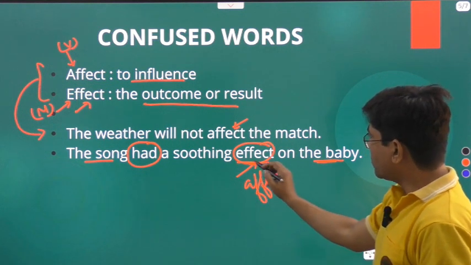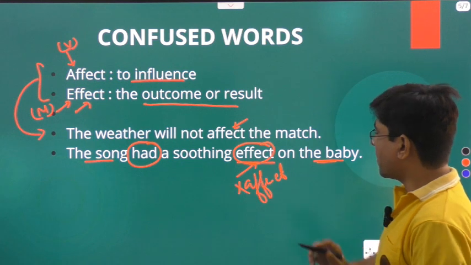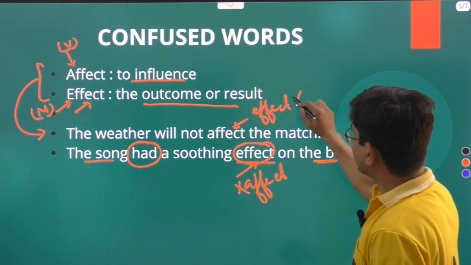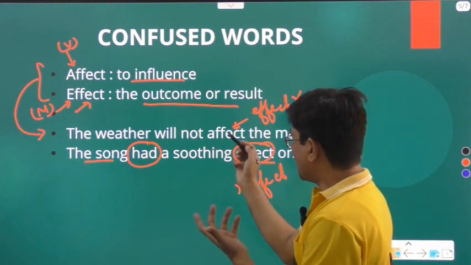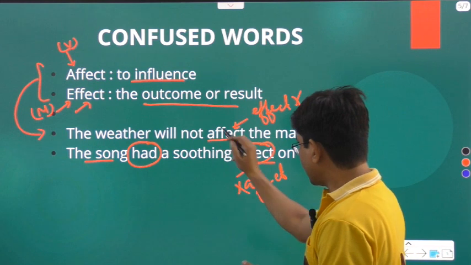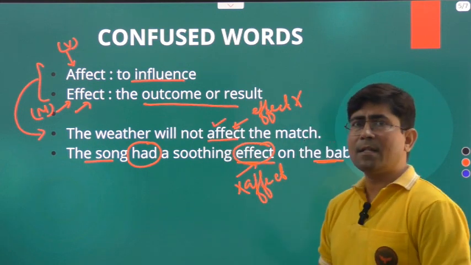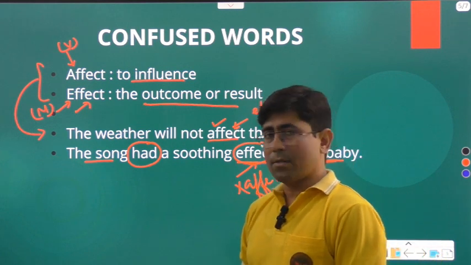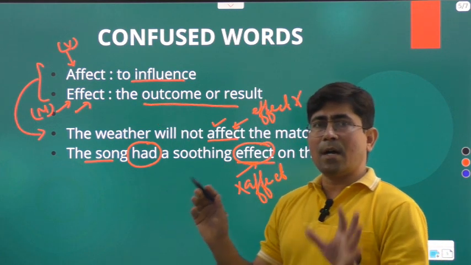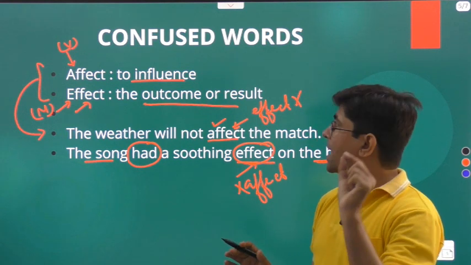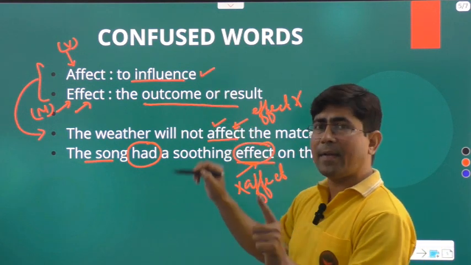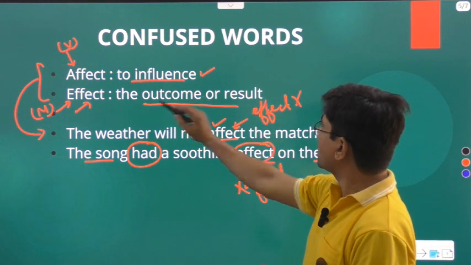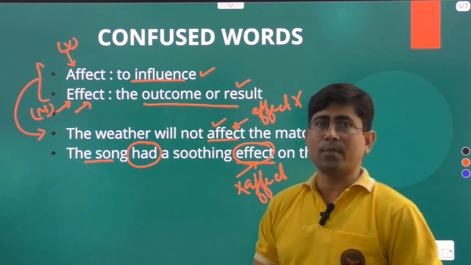So mind it when you use these words in your sentences. Affect here will be wrong, because there is no verb otherwise. Affect is a verb here. There is a need for a verb when you are framing sentences. Without a verb, you cannot frame a sentence, as you know. So this is how we use affect and effect in a sentence. Affect is an action verb. It means to influence. And effect is a noun, used as a noun in the sentence.